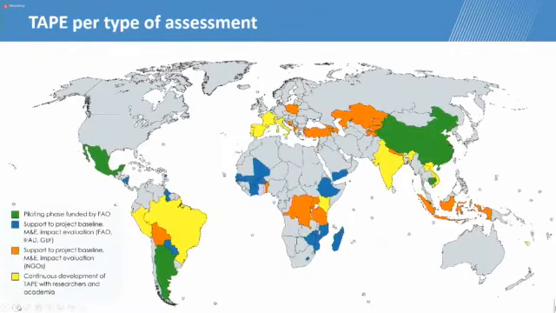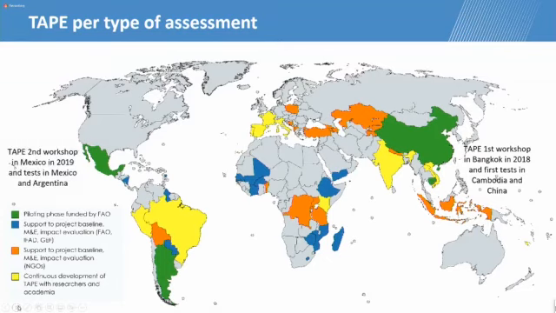So let's have a look at the demand about TAPE. This is another map with the different types of assessment we did in the different countries. So in green, we begin with the piloting phase funded by FAO. So at the beginning of TAPE, we funded some studies in the field to pilot test the tool. So we began in 2018 with the first workshop in Bangkok and the first tests in Cambodia and China. The year later in Mexico, the second workshop on TAPE and tests in Mexico and Argentina.